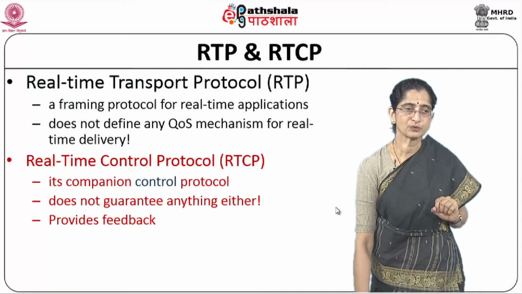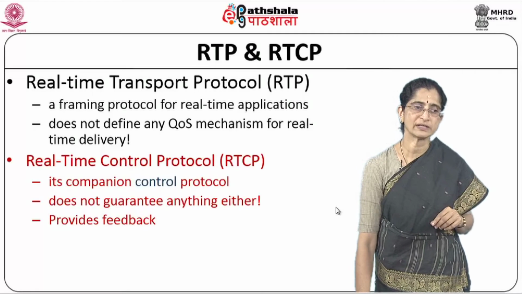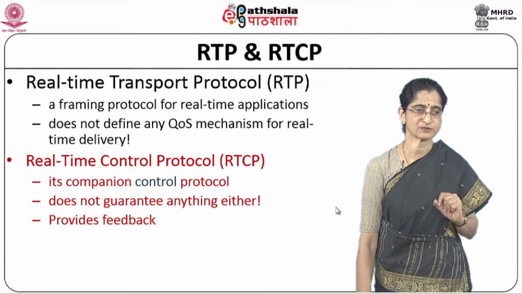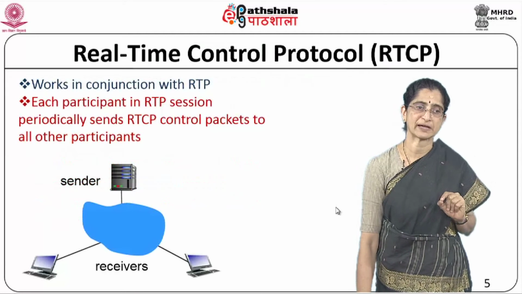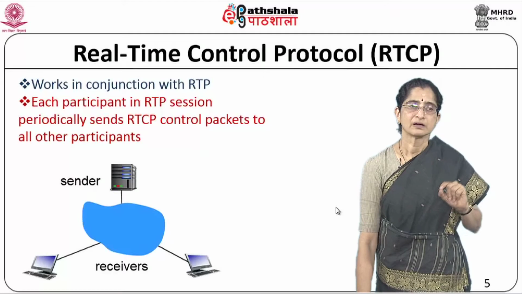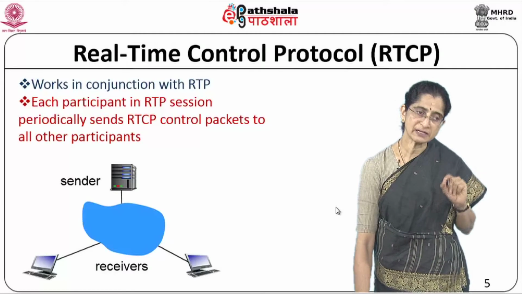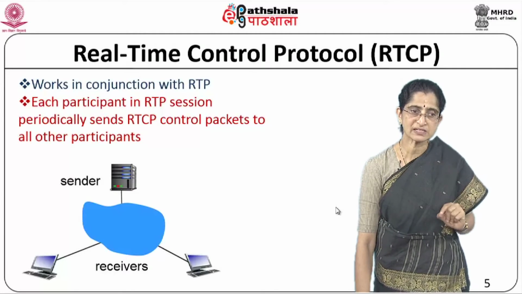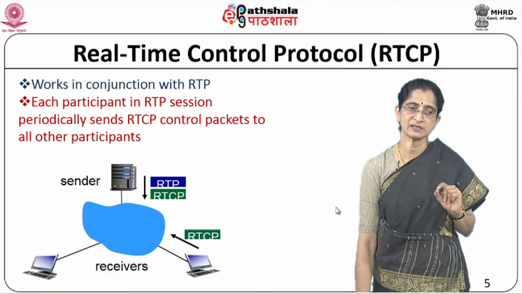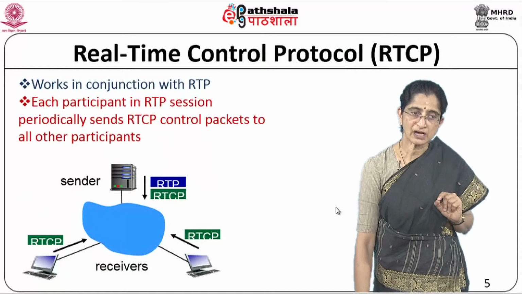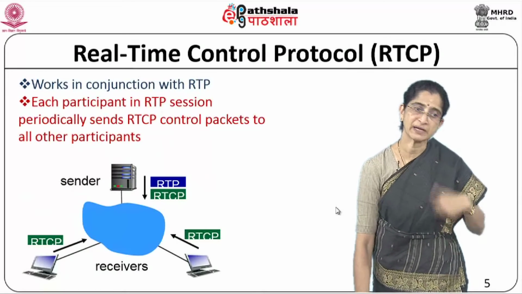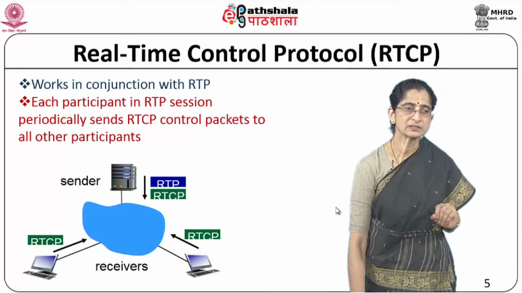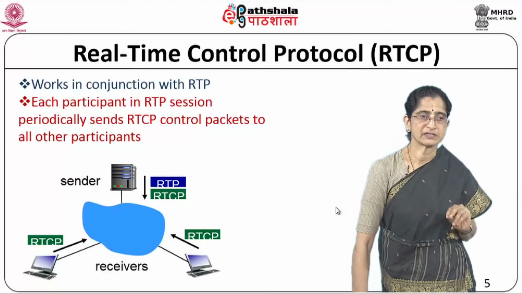A sender will send RTP packets for the data that he or she is sending, and the sender will also send RTCP packets into the network. RTCP packets will be sent by the receivers as well. So the sender will send RTCP packets plus the receivers will send RTCP packets. Note that RTP would have been sent only by the sender, but RTCP packets will be sent by everybody. This is the basic principle that we need to keep in mind.